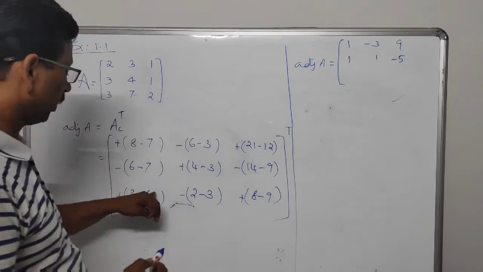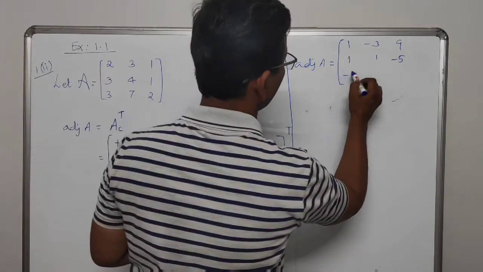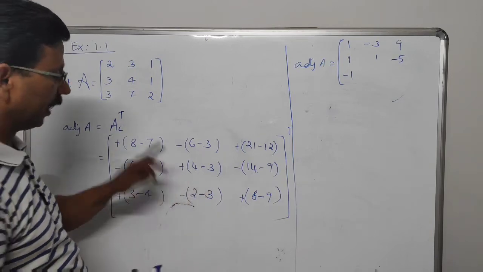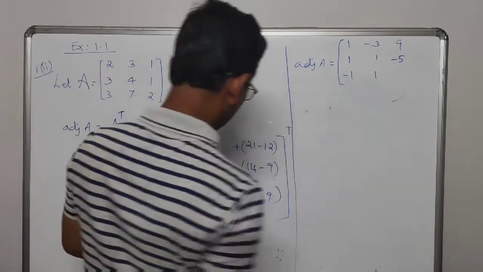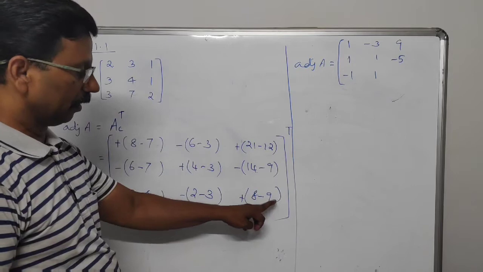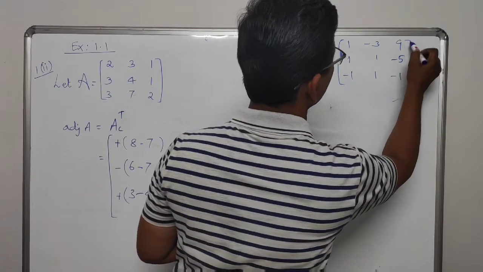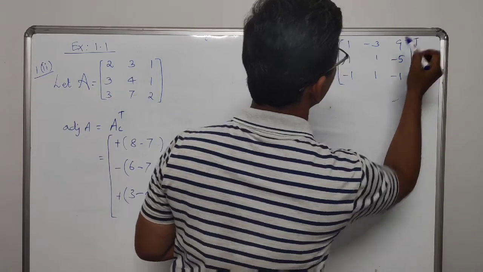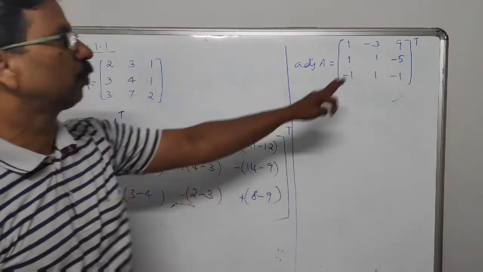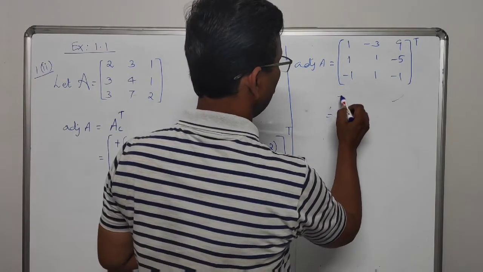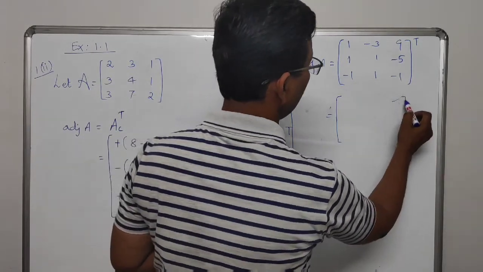Then here, 3 minus 4 equals minus 1, so write minus 1 here. The next one, 2 minus 3 is minus 1, and minus of minus 1 gives plus 1. Then 8 minus 9 equals minus 1, so you get minus 1. This transpose we have to write. We have just simplified; this transpose is very important. Only at the final step do we interchange the rows and the columns.